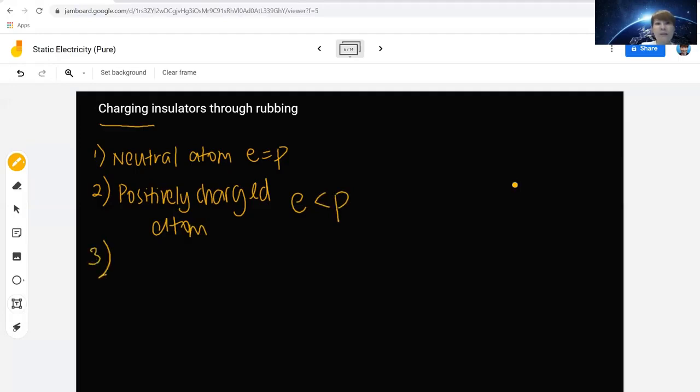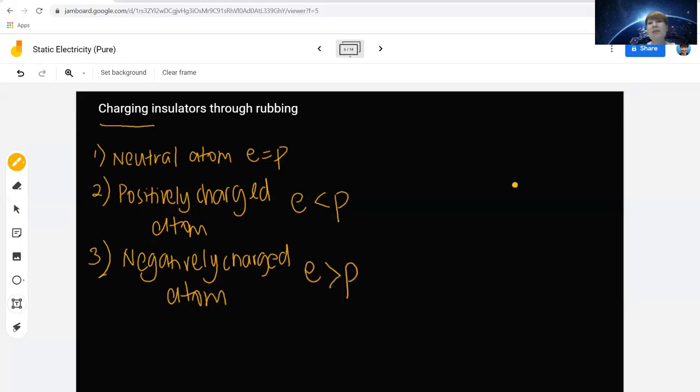Finally, if we want to make an atom negatively charged, then we must transfer more electrons onto the insulator so that the number of electrons is more than protons. That is what is known as charging. So whenever we talk about charging an object, we're really either adding electrons or taking away electrons.